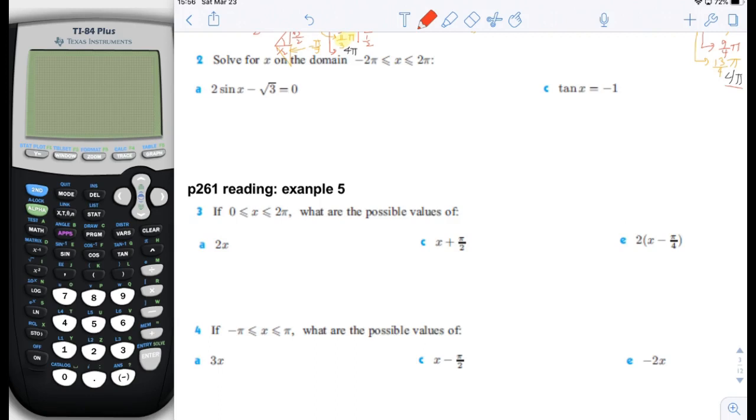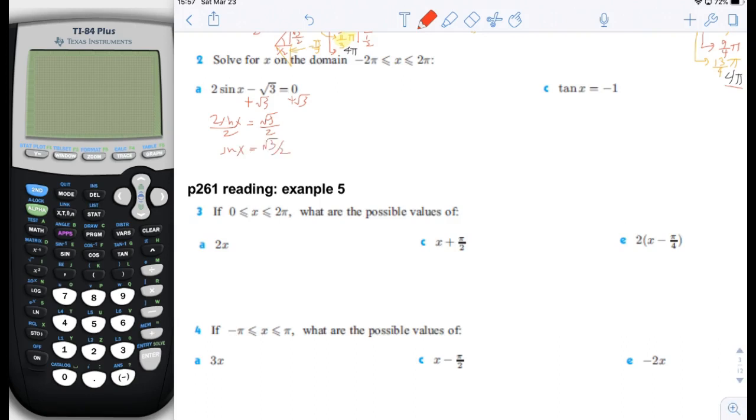Okay, here we are on 2a. This is a similar problem. We've got a little bit of algebra to do here to isolate the x. So first thing we're going to do is add square root of 3 to both sides. Then we're going to get 2 sine x equals square root of 3. Then we're going to divide both sides by 2. And we'll have sine of x equals square root of 3 over 2.